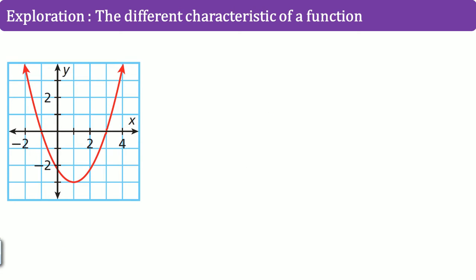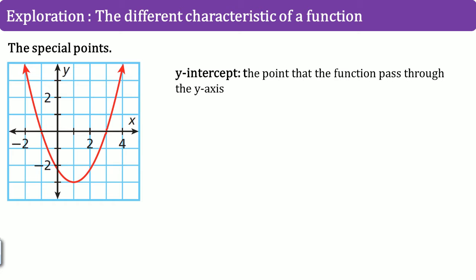Let's explore some characteristics of the function that we just worked with. So these are the special points. The y-intercept is where the function passes through the y-axis. So that is where it passes through the y-axis. And we call that the y-intercept. It's always in the format of parentheses, 0, comma, y. The 0 here is because x is equal to 0 here.